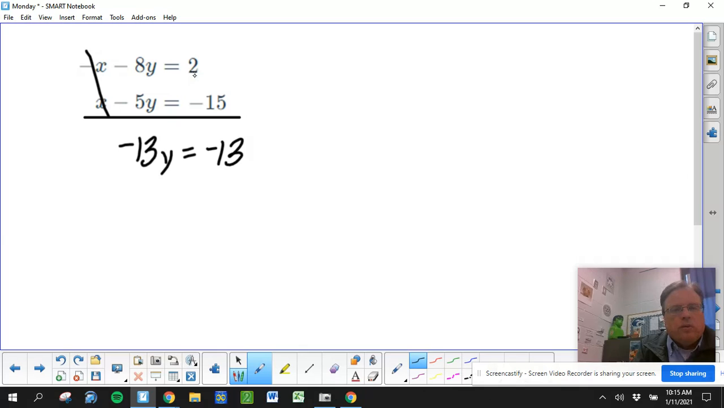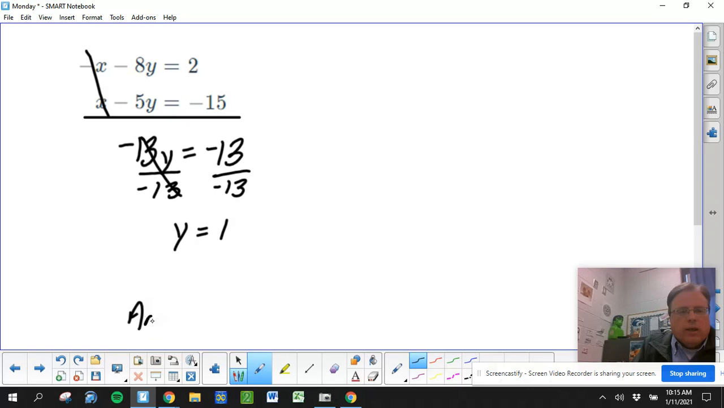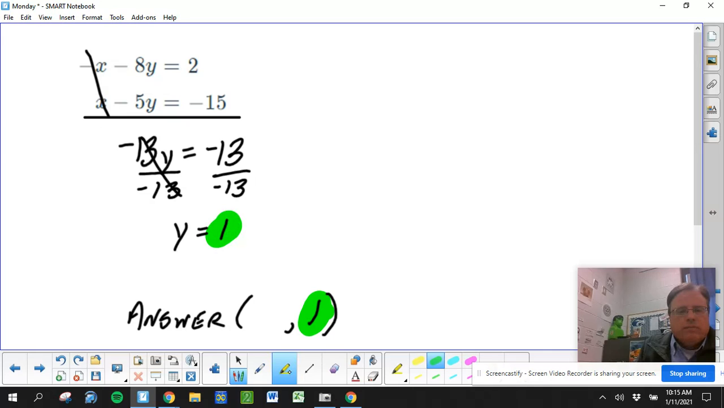The whole numbers at the end on the right side also combined, and they just happen to also give negative 13. Now to solve this little tiny equation, we would divide by negative 13, and we would get y equals positive 1. So remember from a while ago, you need an answer that has an x, then a y. Well, we now know that the y is 1.